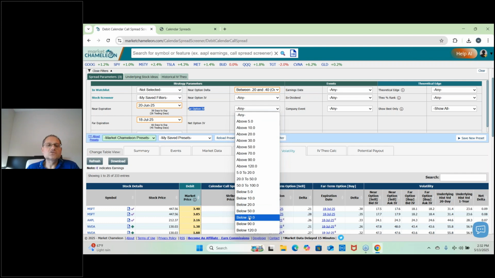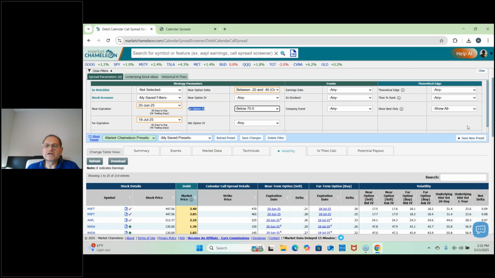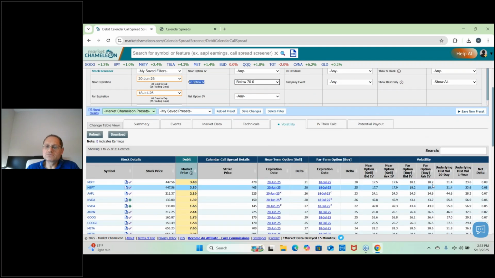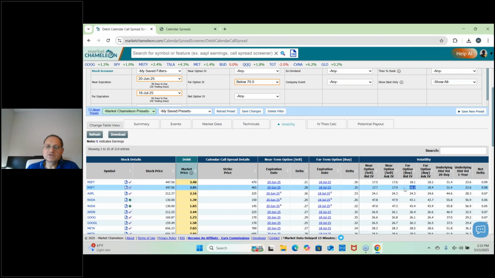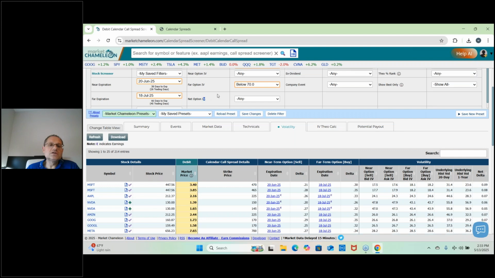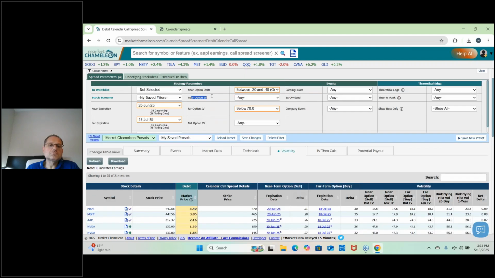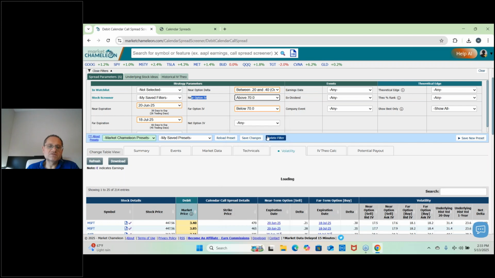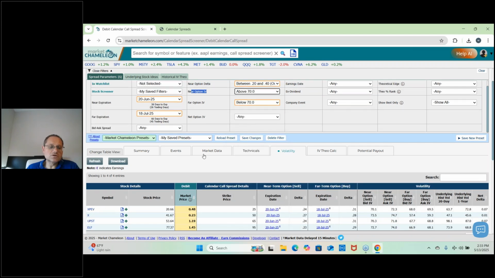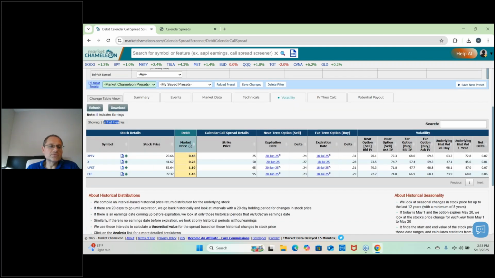Okay, so let's say the further one out is below 70. You could see here, far, these are all below 70. And let's see if any that we have in the near term are maybe above 70. Let's see if any of those exist above 70. Okay, so we had a few. We had 4 of them.